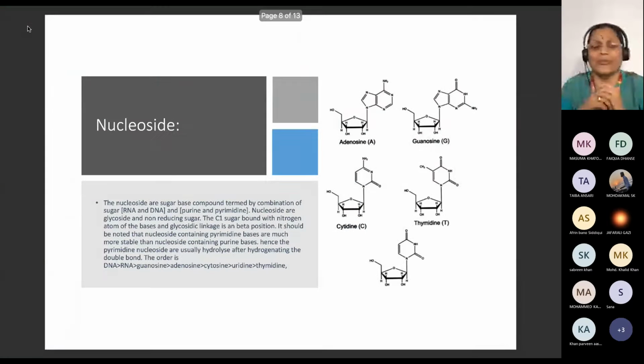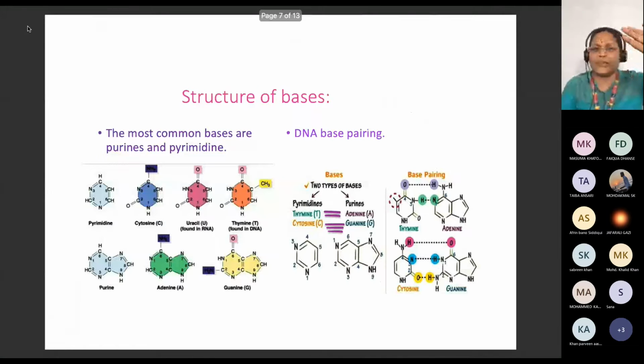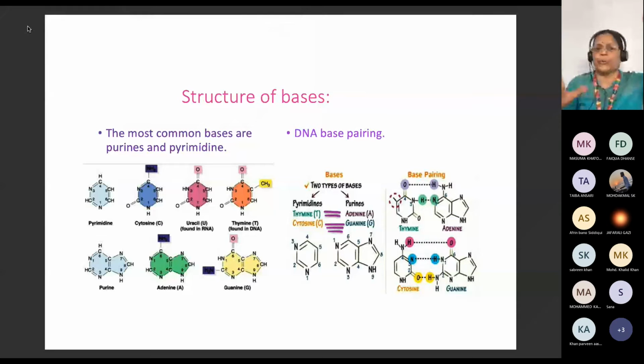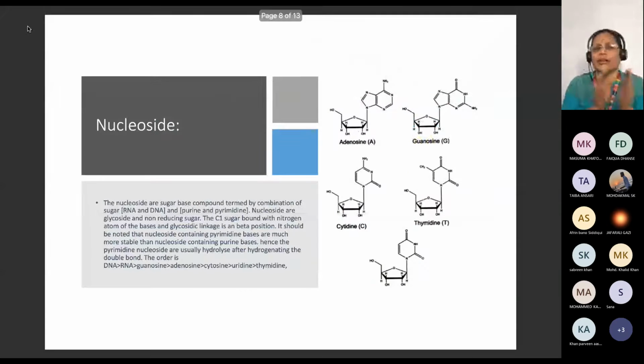Now we can start with the next one. Sugar is over and base is over. So when you combine sugar and base, you are going to get a nucleoside. A nucleoside is nothing but base plus sugar. So how to connect? What is the point of connection? I just told you. So what is mentioned here?